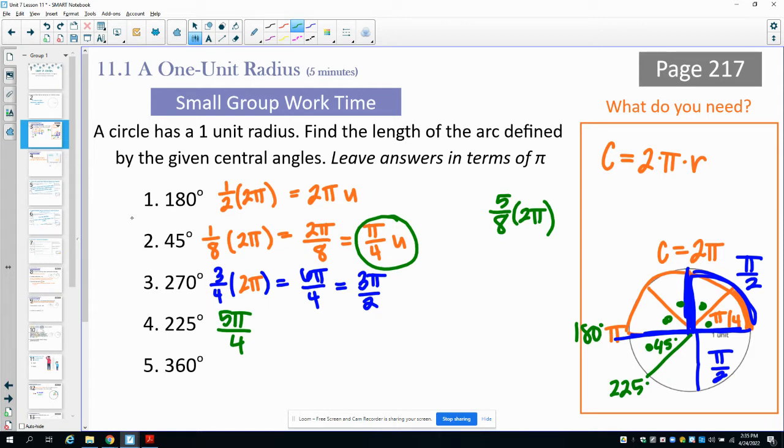You could have done 180 plus 45. So you could have taken, oh, and I wrote that wrong. So it's a good thing we went back to this because that was supposed to be pi. Half of 2 pi is not 2 pi. Half of 2 pi is pi. So we could have added together pi and pi over 4 to get 5 pi over 4. So a variety of ways to get that 225. And then 360 is just the entire circle. So the entire arc length or the entire circumference. So in this case, 2 pi units.